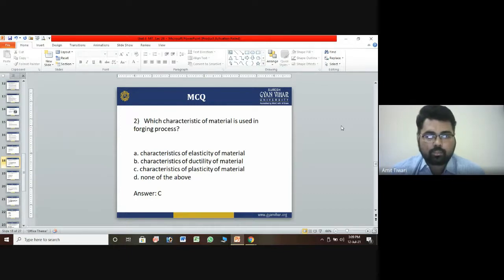Second, which characteristic of material is used in the forming process, the forging process? Option A is the elastic characteristic of material, B is the ductility of material, C is the plasticity of material, and D is none of the above. The correct answer is C, the plasticity of the material.